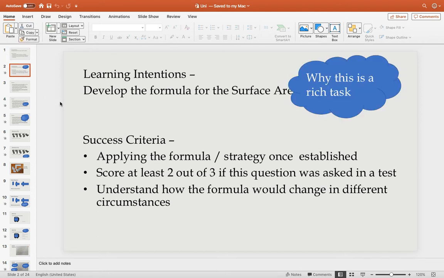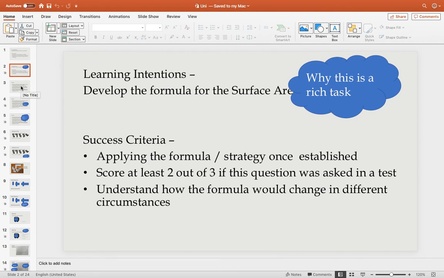I feel it's a rich task because when the students went into this class, they didn't have a strategy to find the surface area of a cylinder. They had done the surface area of prisms, they'd done the area and the perimeter of a circle, but they hadn't looked at the surface area of a cylinder.